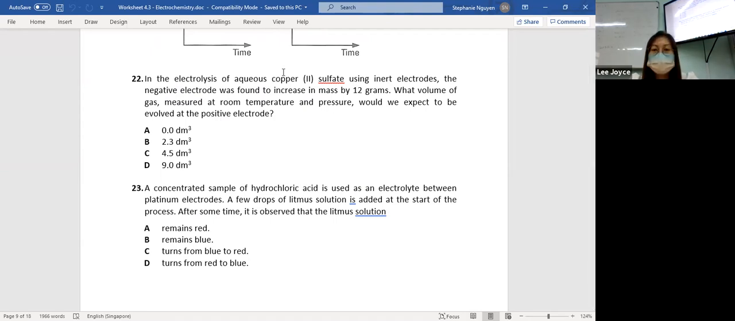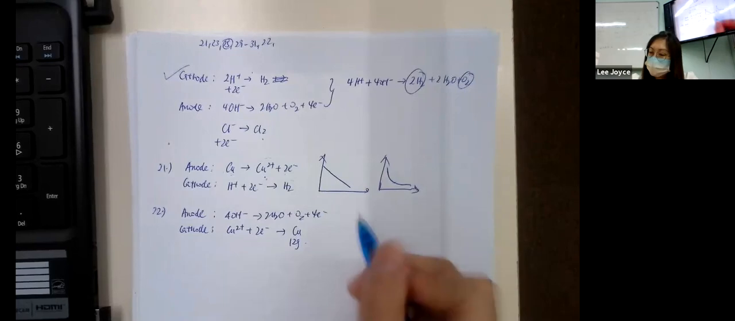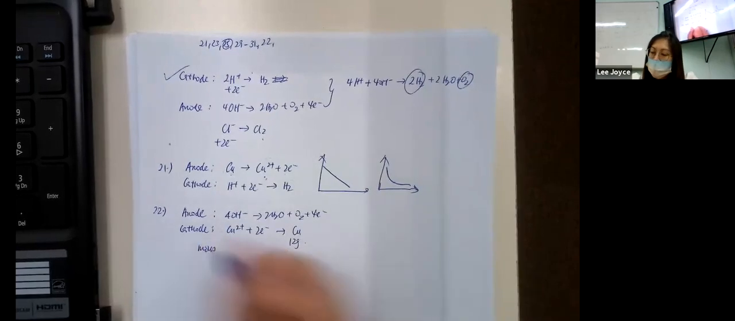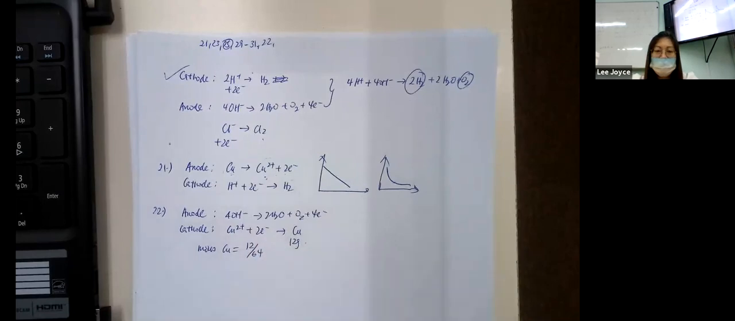So what is the volume of the gas produced at the positive electrode? The gas that you're referring to is the oxygen gas. Okay, oxygen gas. And why is it that the negative electrode has an increase in the mass of 12 grams? It's because of the formation of the copper metal. So this is 12 grams. So you're going to find the number of moles of the copper metal first, taking 12 divided by 64.